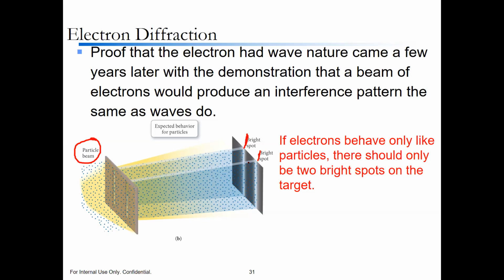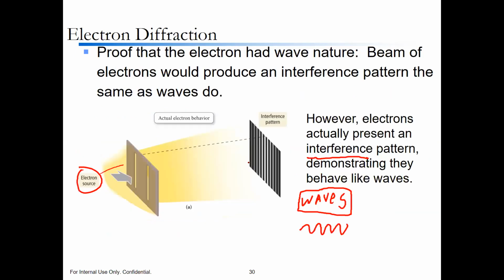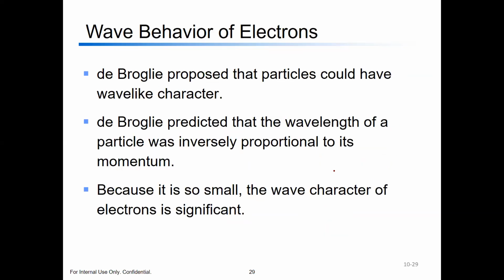But no, electrons, they have a yes, no, yes, no, yes, no pattern. It tells us electrons behave like a wave. So this guy de Broglie did this type of experiment and proved that electrons behave like a wave. So you say small things behave like a wave, have a character like a wave.